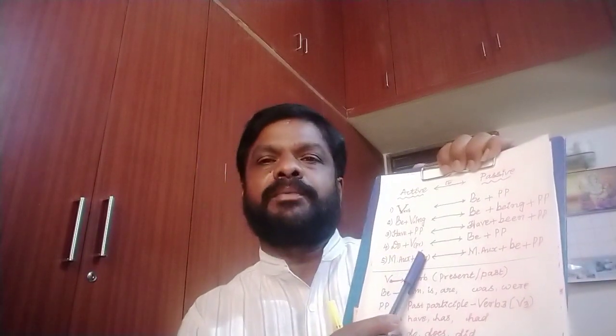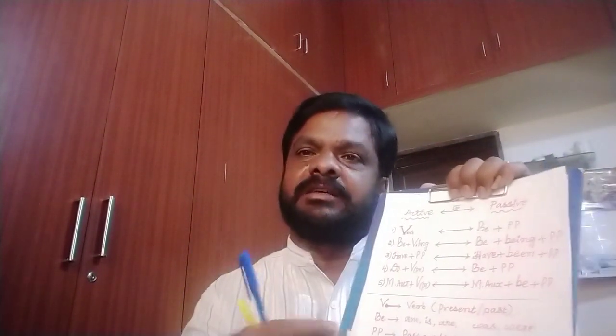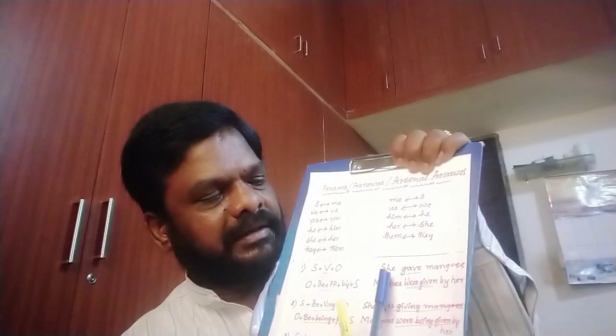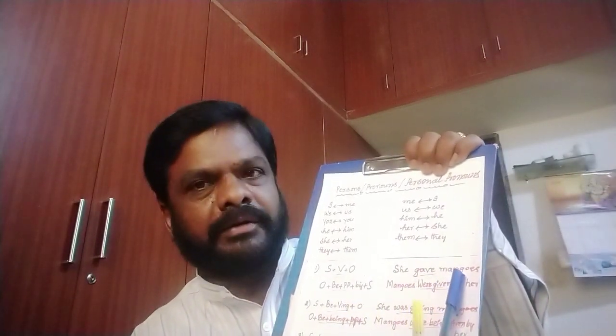If there is a modal auxiliary, there will definitely be a verb, and you have to take modal auxiliary plus be, not be form, plus past participle. So let me explain these things with examples. In this sheet, the example is like this: she gave mangoes. So she is the subject, gave is the verb, and mangoes is the object.